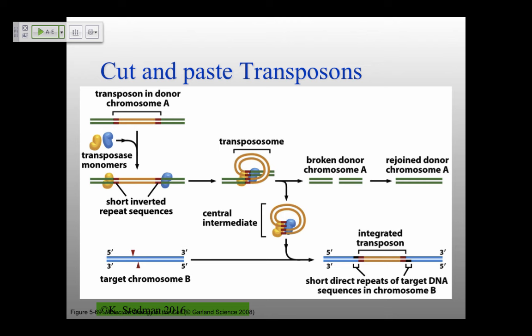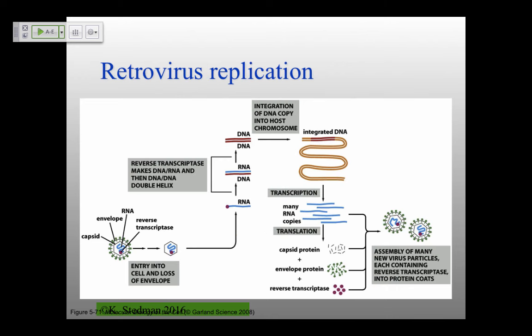Yeah? If a transposon jumps into another transposon, does it make the first one dead? So the question is, does a transposon jumping into a transposon make the first one dead? It depends on where it jumps into. If it disrupts the transposase gene, it could actually mess up the first one, but the second one could potentially be just fine.